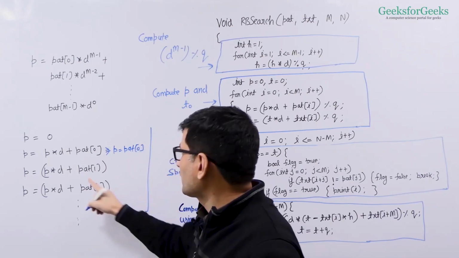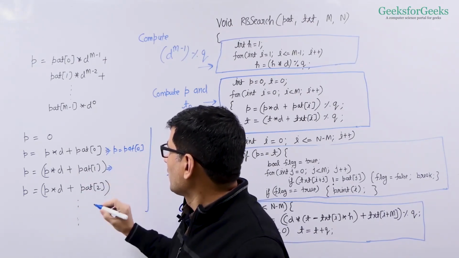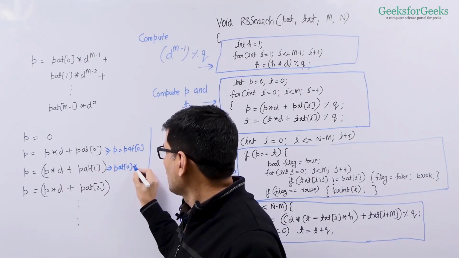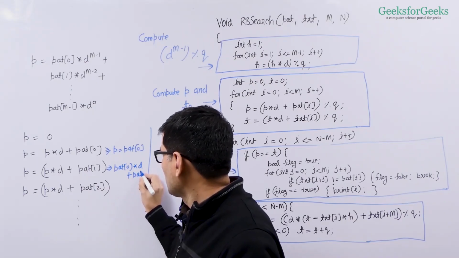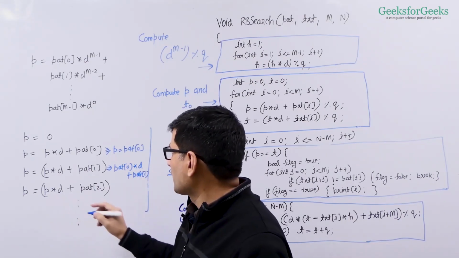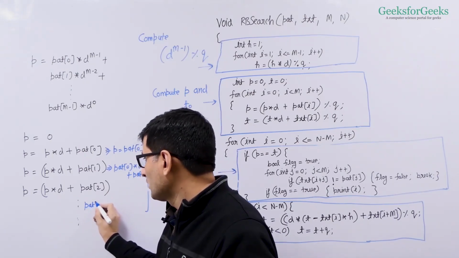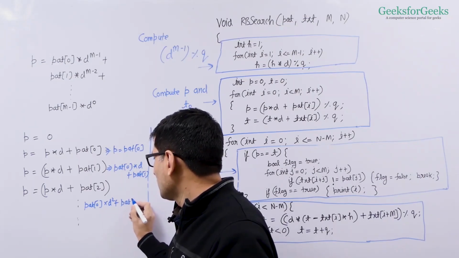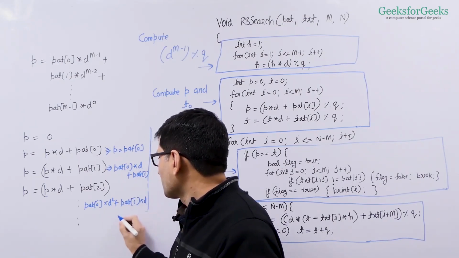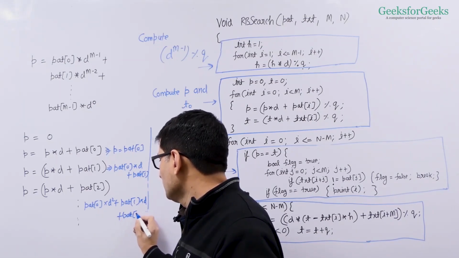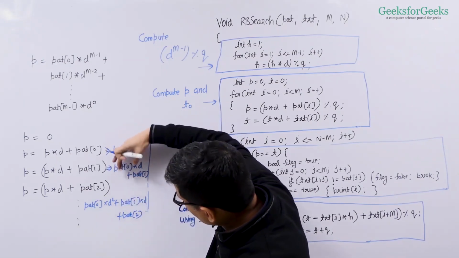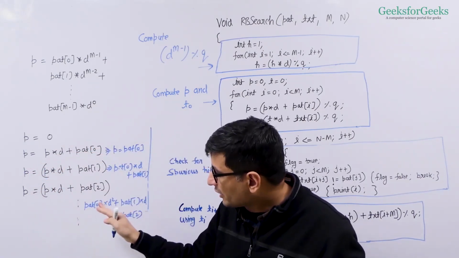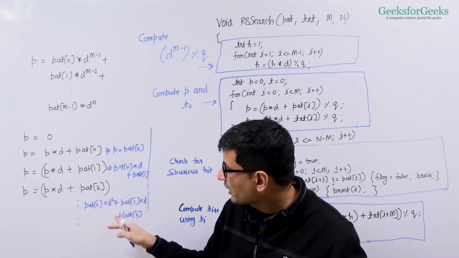And after you have done this, your p value is going to have pattern 0 into d plus pattern 1. And after this, you are going to have pattern 0 into d square plus pattern 1 into d plus pattern 2. Alright, I'm simply substituting this value here, multiplying it with d, and that's how I got this expression. And this is the required hash function for a pattern of length 3.